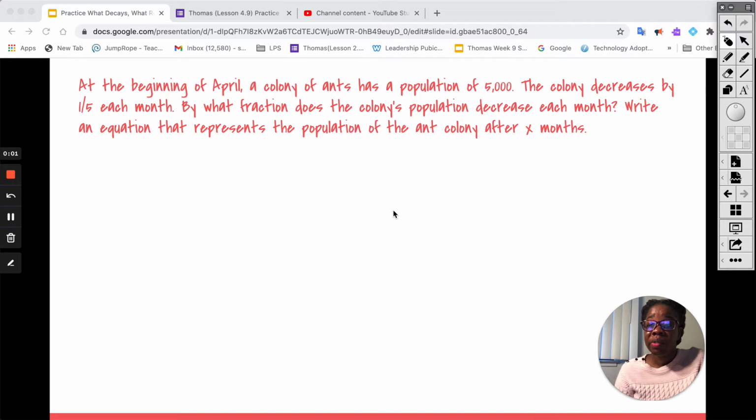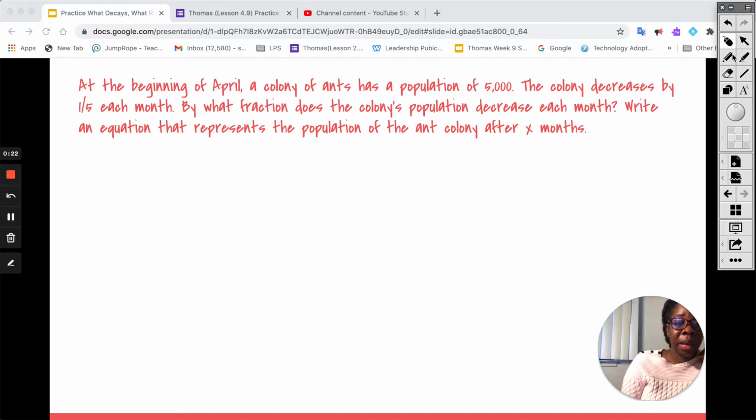Okay, so this question says, at the beginning of April, a colony of ants has a population of 5,000. The colony decreases by 1/5 each month. By what fraction does the colony's population decrease each month? And then we're going to write the equation that represents the population of the ant colony after X months.